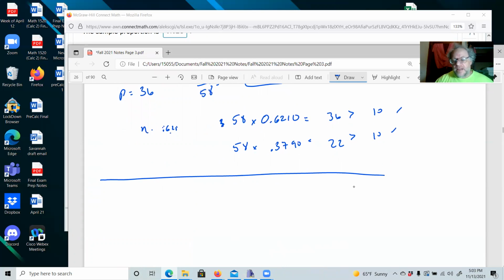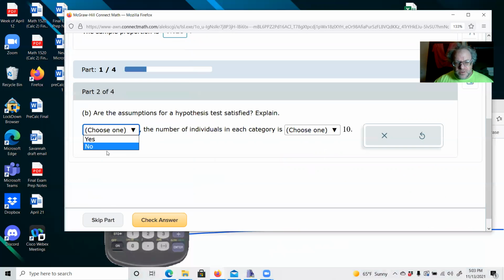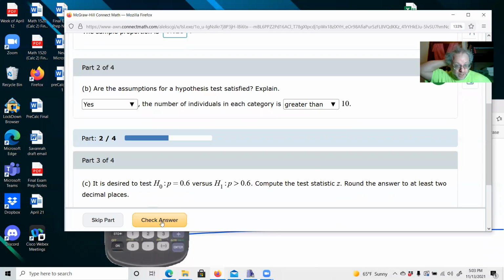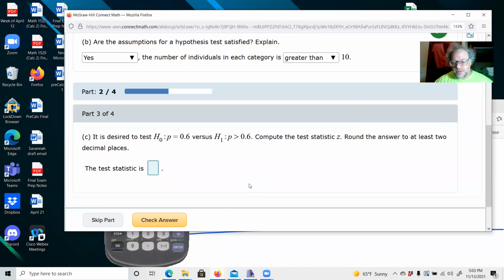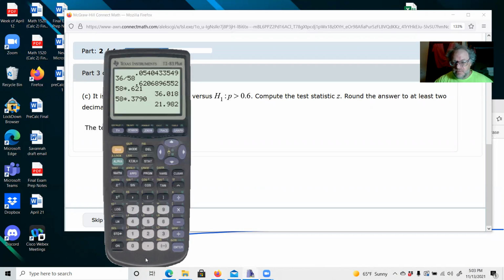All right. So yes, we have found the conditions: the number of individuals in each category is bigger than 10, so we are okay. Now the desired test: P is equal to 0.6. So H0: P equals 0.6, H1: P is greater than 0.6. Compute the Z statistic, rounded to 2 decimal places.